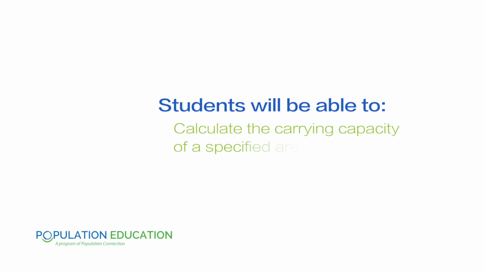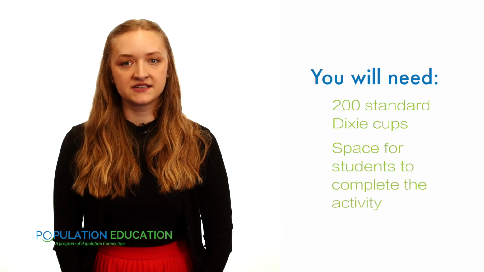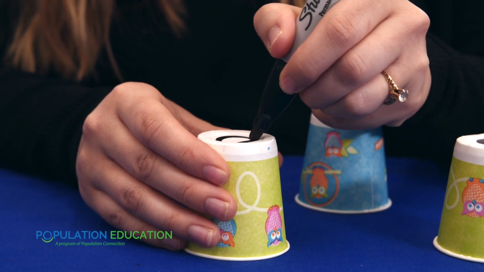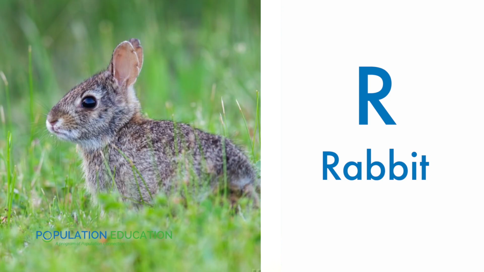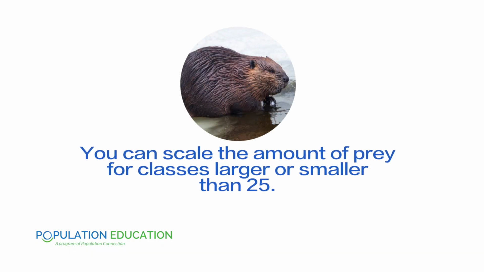of a specified area. You will need 200 standard Dixie cups and a space for students to complete the activity. This could be your classroom, the gym, or an outdoor space too. Your Dixie cups represent a panther's prey. You'll mark the bottom of the cups with a letter to represent 5 different prey animals. That is an S for squirrels, R for rabbits, P for porcupines, B for beavers, and D for deer. In the lesson plan, we've calculated the number of each prey you will need for a class of 25. However, we also provide instructions for how to scale this for small or larger classes.